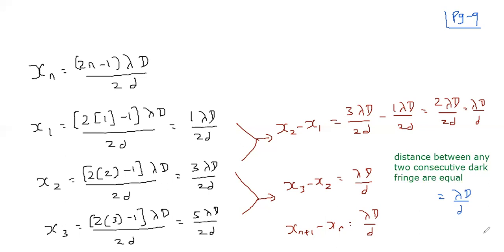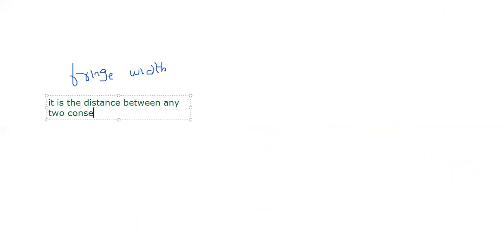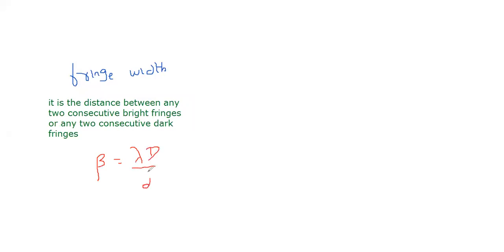Okay, sir. From this we can define the fringe width. So what is fringe width? It is the distance between any two consecutive bright fringes or any two consecutive dark fringes. That is equal to beta. So beta is equal to lambda capital D by small d.